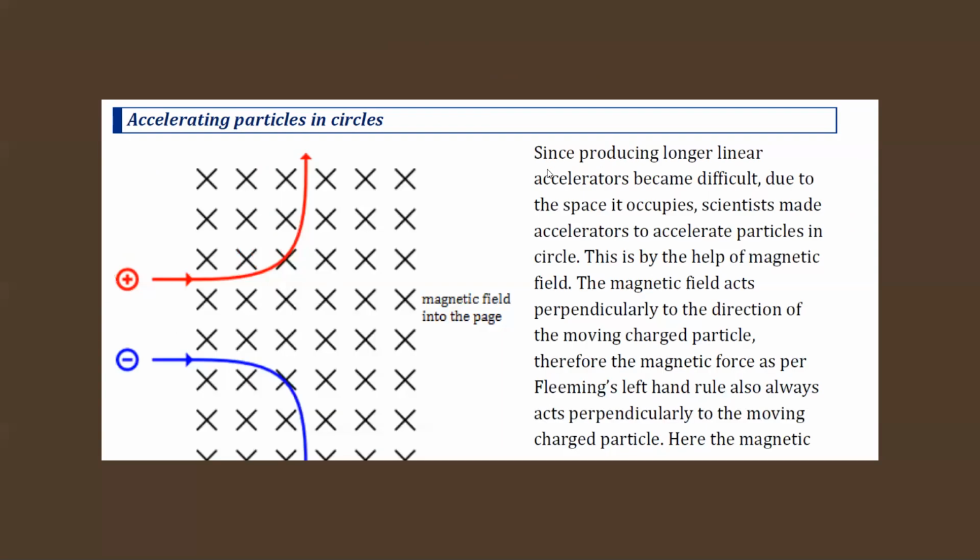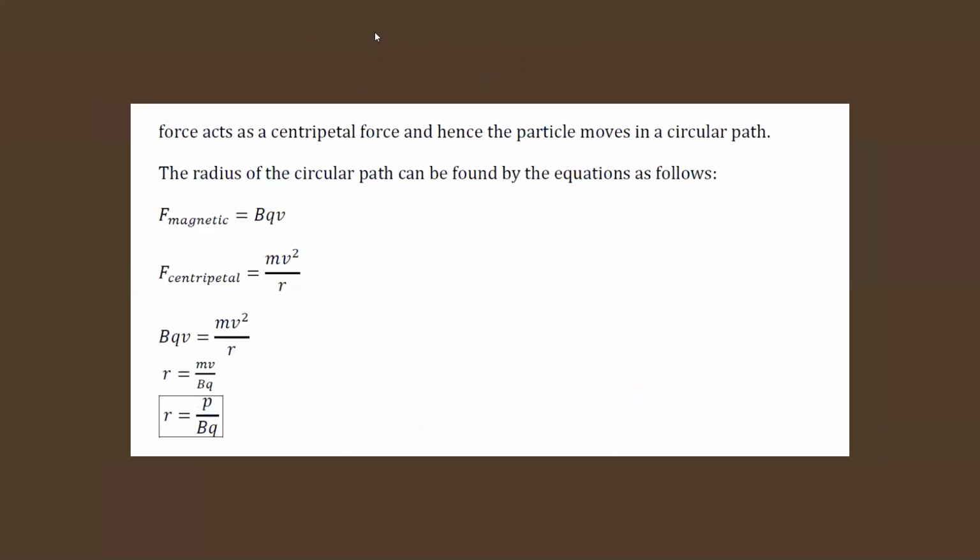Then how can we find the force on the charged particle in a magnetic field? When an object is moving in a circular path, the formula is mv squared over r. And when a charged particle moves through a magnetic field, the force experienced by the charged particle is equal to Bqv. B is the strength of the magnetic field, q is the value of the charge, and v is the speed at which the particle is moving. If we compare the two equations, this v will cancel with the square. So r is equal to mv over Bq, and mv is the momentum, so r is equal to p divided by Bq.